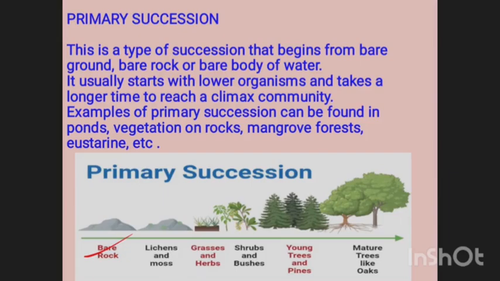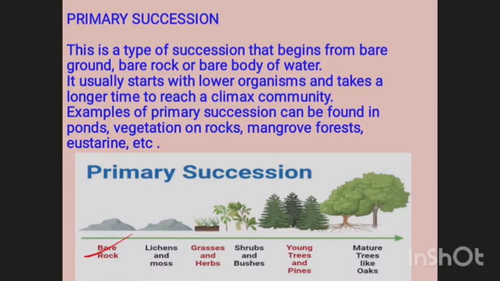Those organisms that are growing on the wall, that stage is called primary succession. So this type of succession begins from bare ground that has not experienced vegetation before. It can be bare rock, or it can happen in a body of water. Now, it usually starts with lower organisms, and it takes a longer time to reach a climax community.